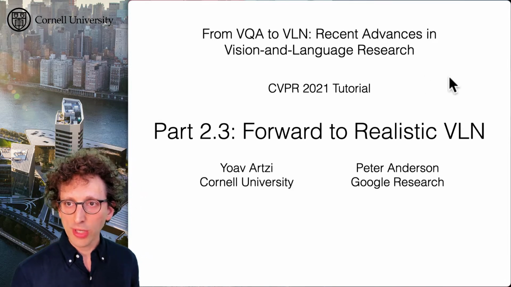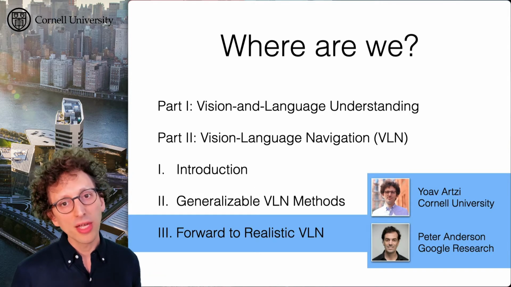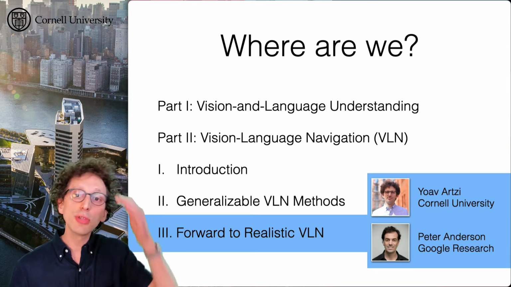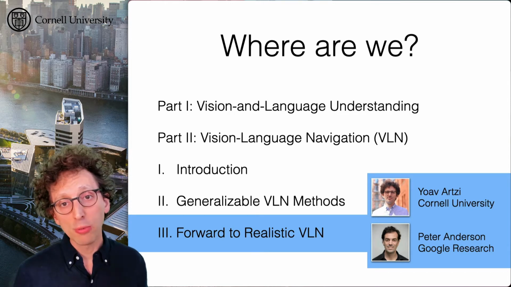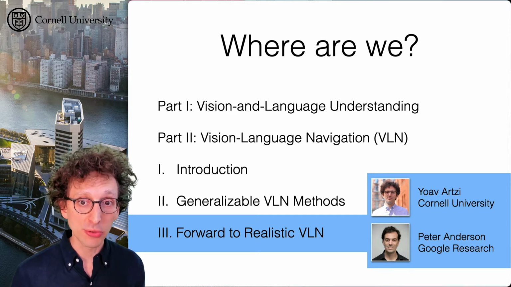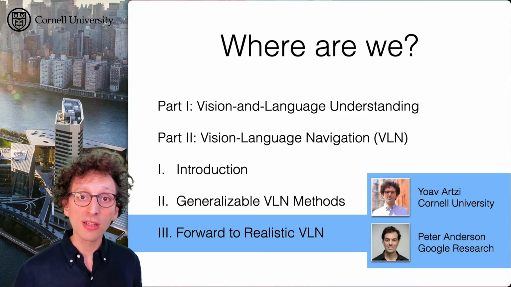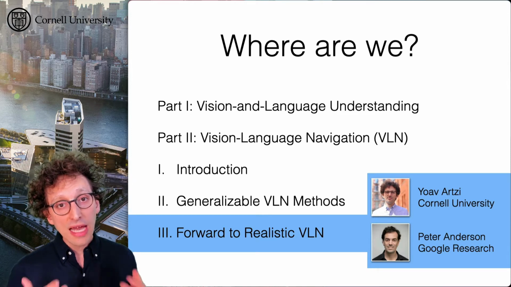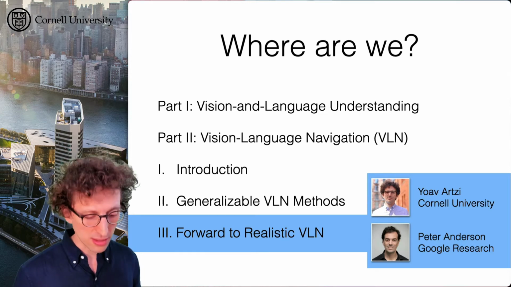So what have we done so far? We started the first half of the day, we talked about vision and language understanding, including talking about the VQA problem. And in the second half of the day, we focused more on vision and language navigation, often referred to as VLN. We introduced the problem, we talked about models that focus on generalization to unseen environments, and now we're focusing on some of the challenges that arise as we switch to more realistic scenarios.